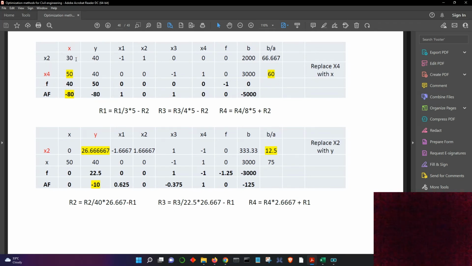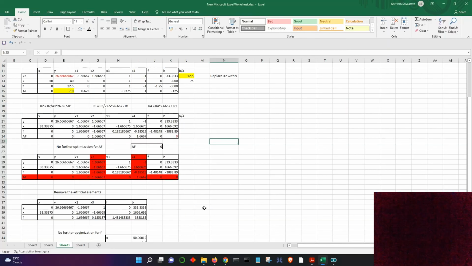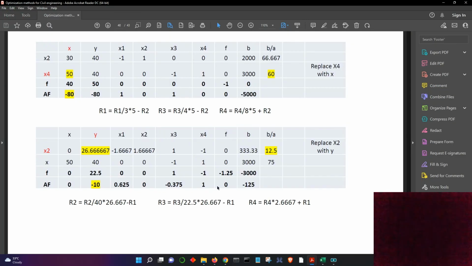So x2 and x4 are actually going to be the basic variables in the initial stage. And then we saw that minus 80, that means x is going to come in. And then based on this ratio of 2000 by 30 and 3000 by 50, we decide which one is going to be replaced. So we found out that x4 is going to be replaced. So then we do the row operation. We can do it in Excel. I will share this Excel also. We have to do the row operation and we have to replace the x4 with x, and yeah, so you get this.